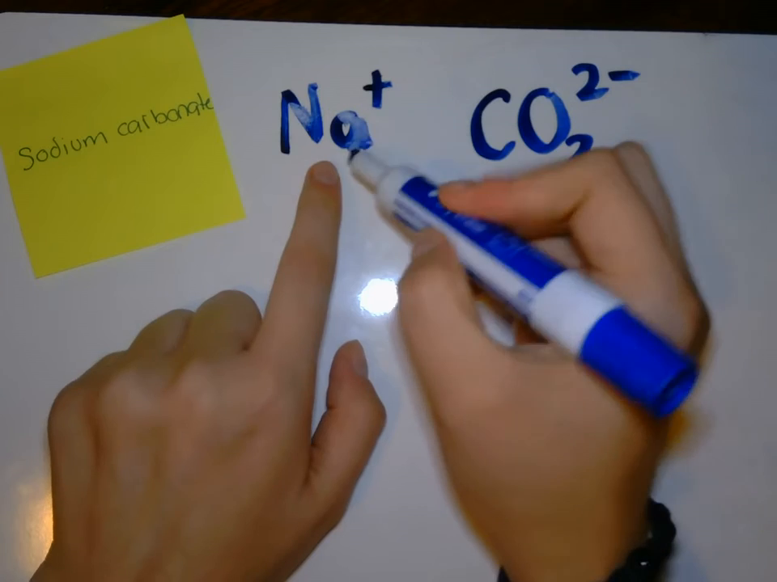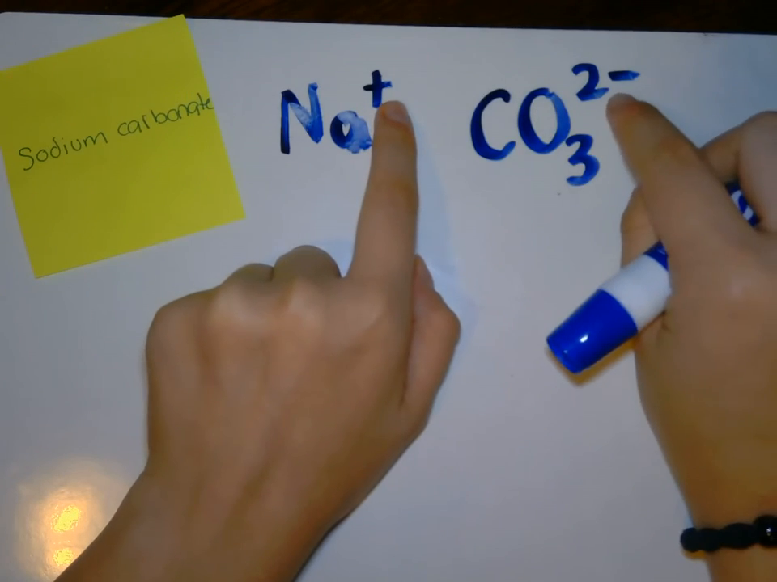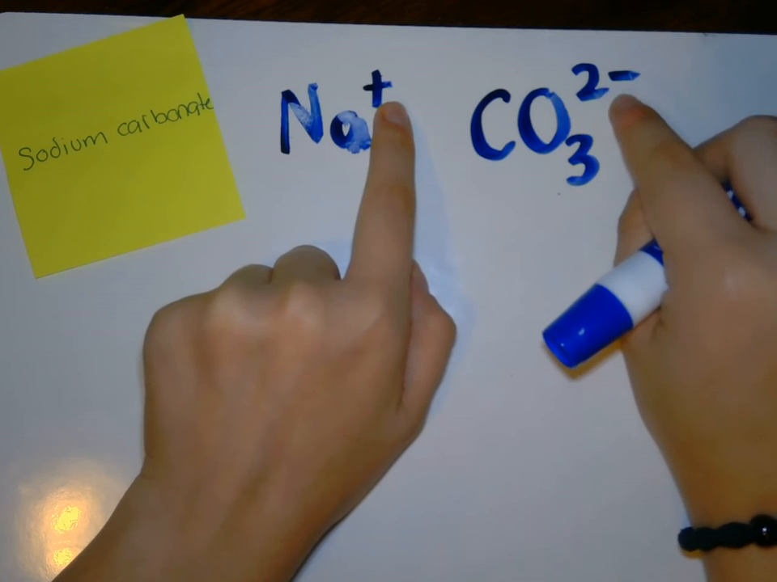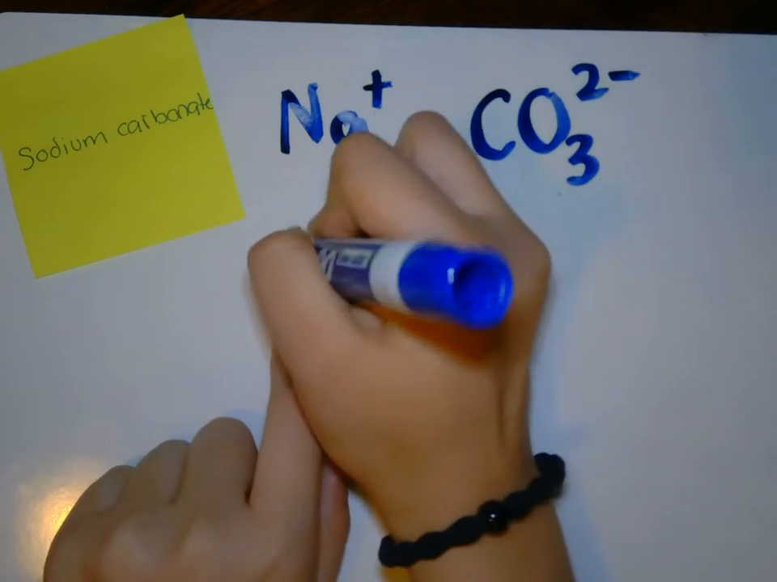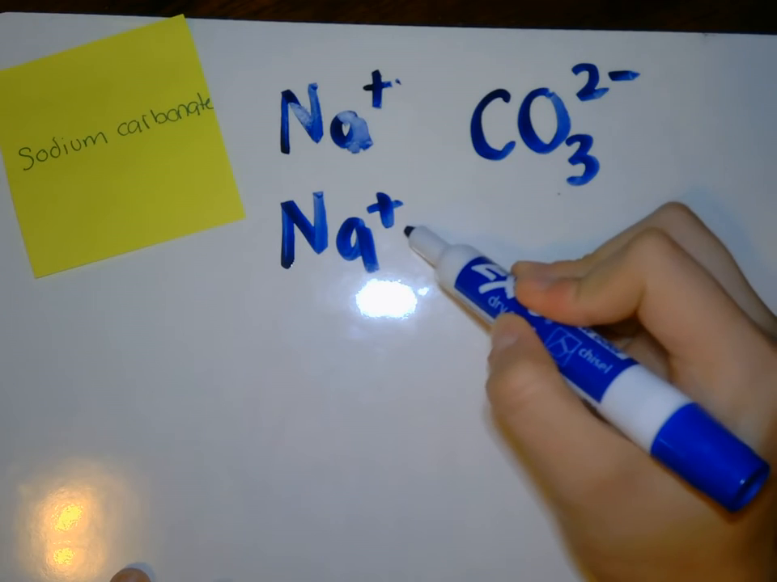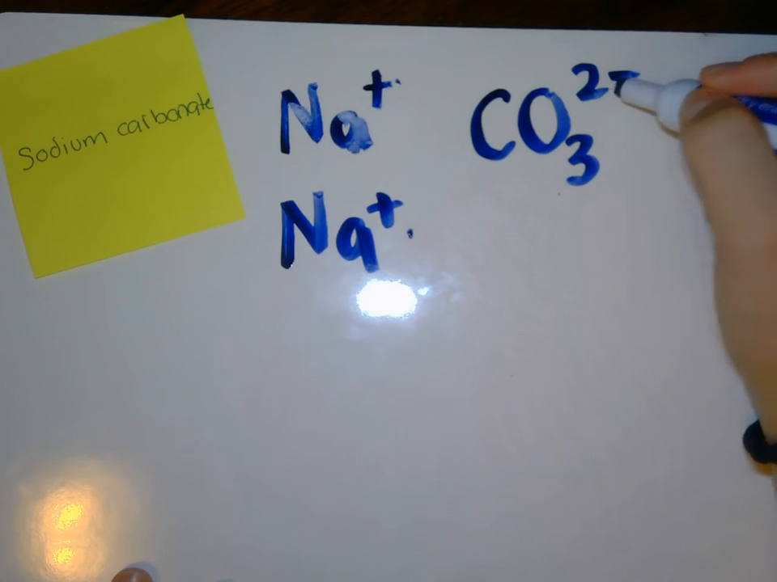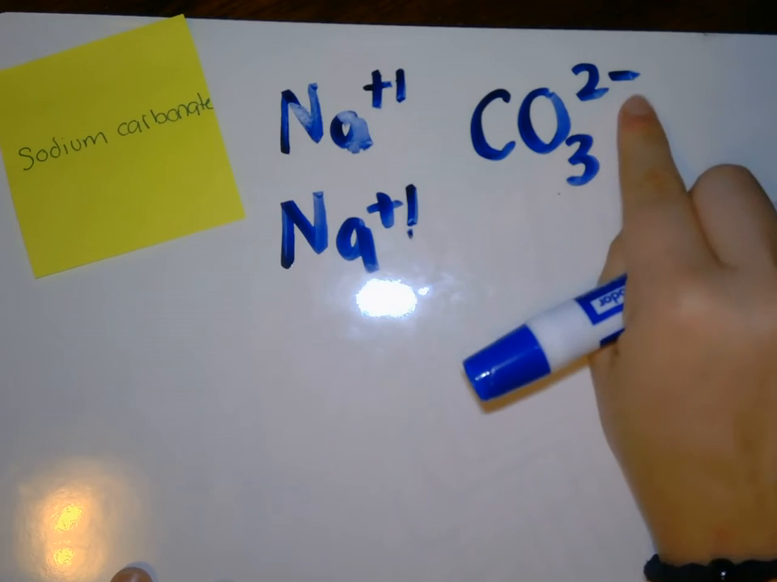So if I know that my Na has a +1 charge, but I have a 2- charge here, I need to balance out this charge. So if I have 1 +1, I have to have another one, Na+. So +1 +1 balances out -2.